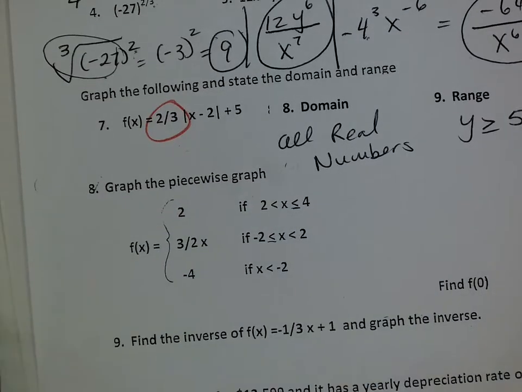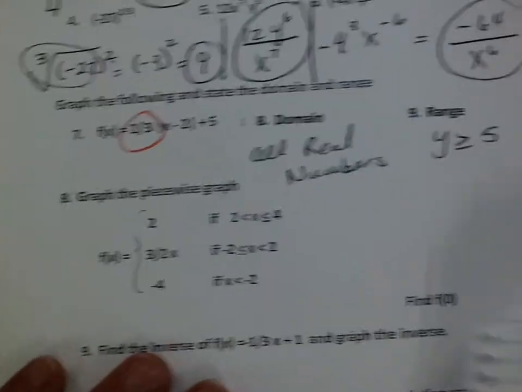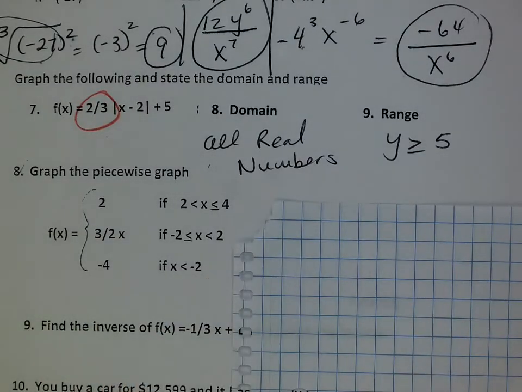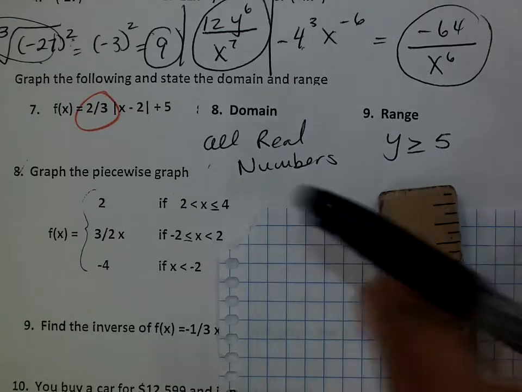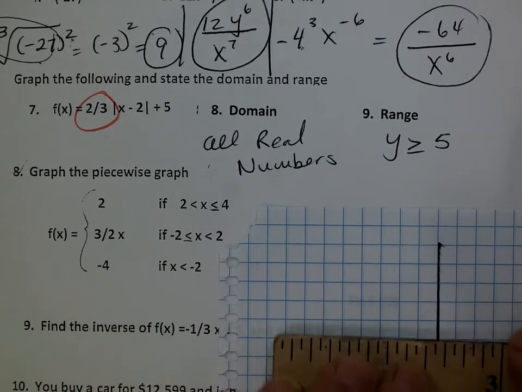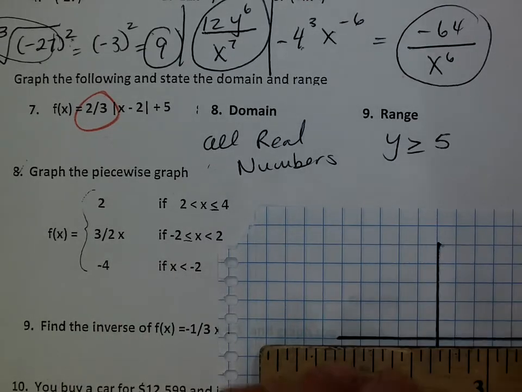Okay, number 8. Let's graph this piecewise graph. Okay, so first of all, I'm going to put in my border lines. Before I do that, I'm going to put in my x, y axes. Okay, so let's go like this. I'll go boom, and I'll go boom. So there's my x, y axis.